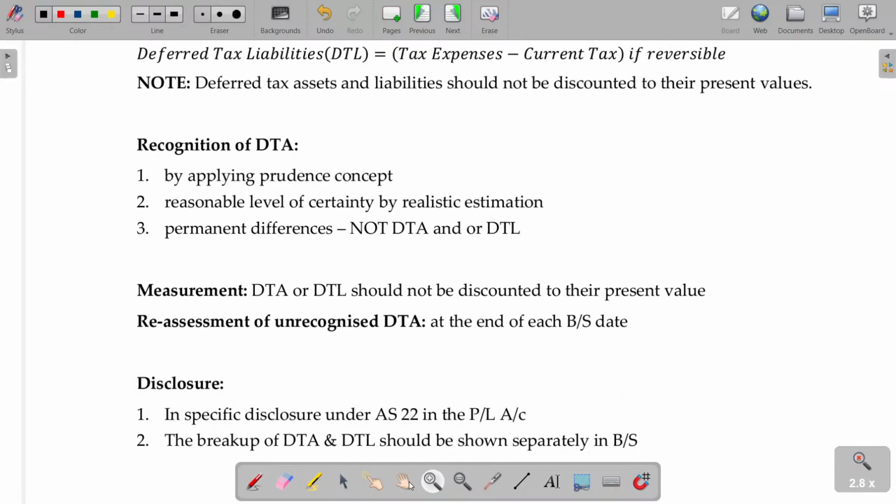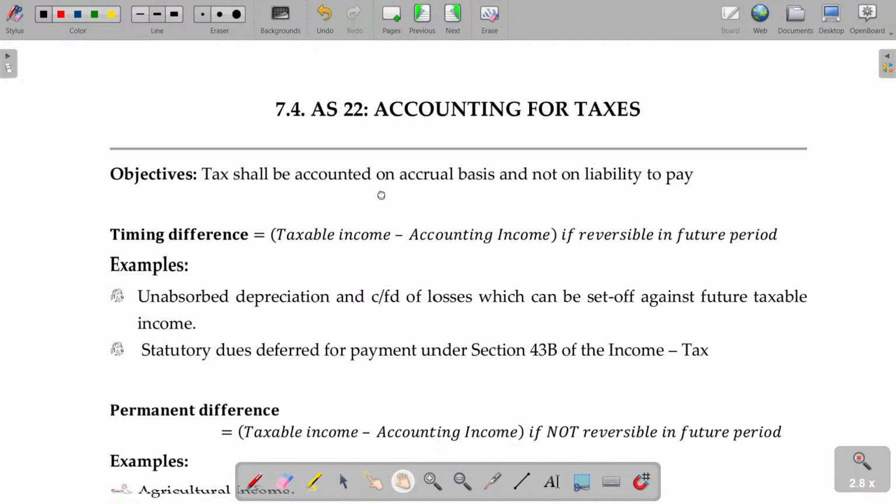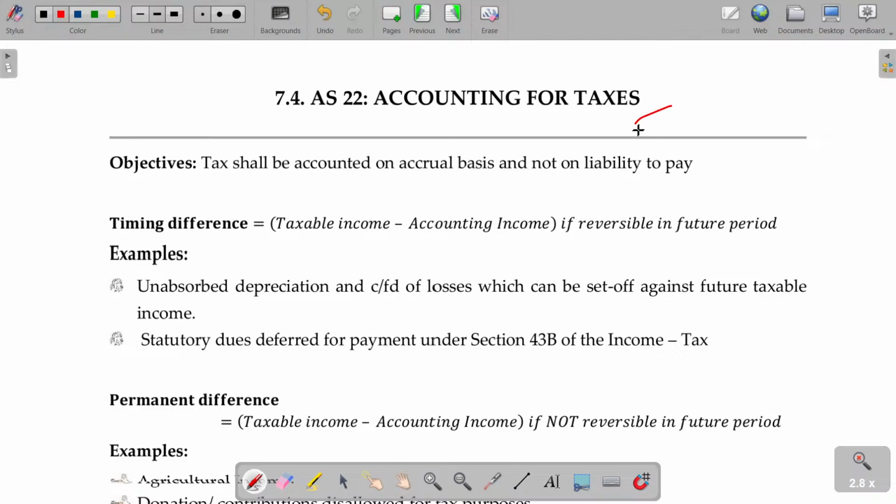In this class, we'll start with Accounting Standard 22, Accounting for Taxes. Then we'll move on to Accounting Standard number 12, Government Grants, and how we can handle them.